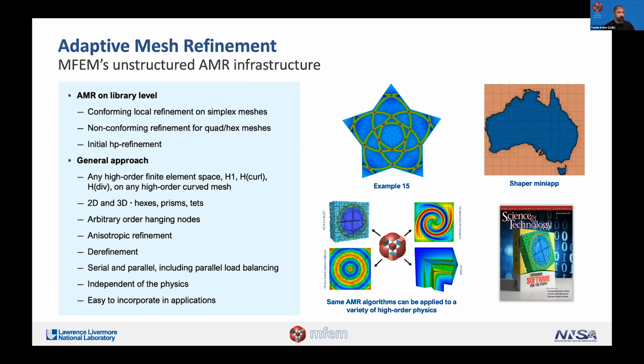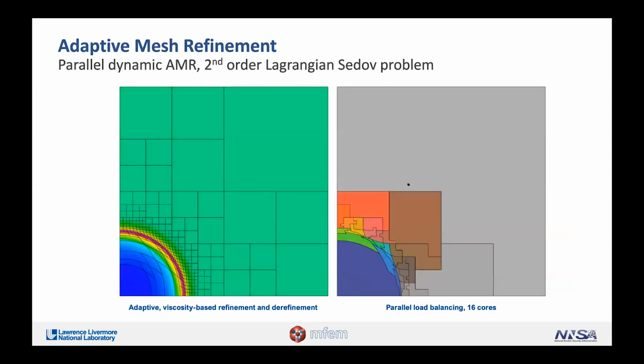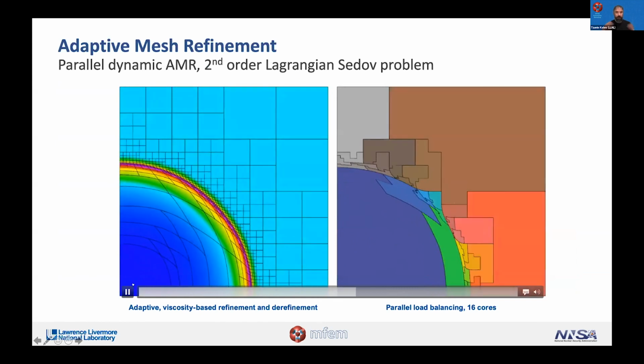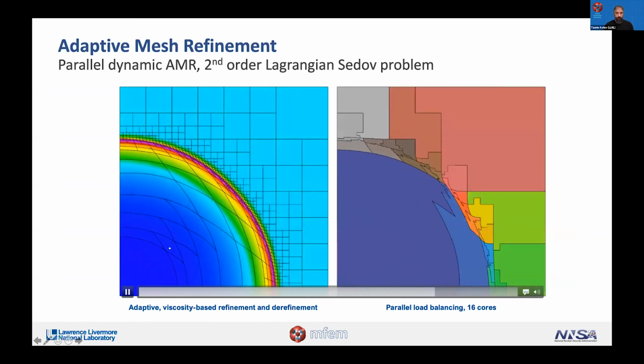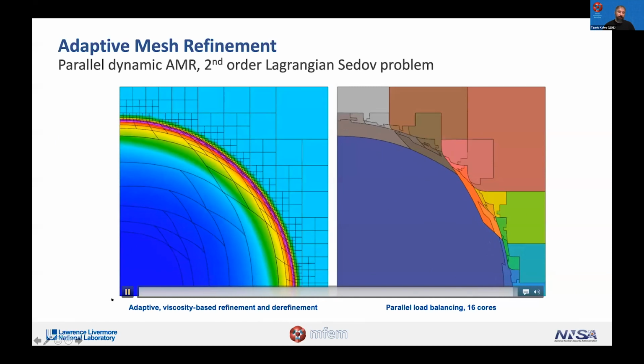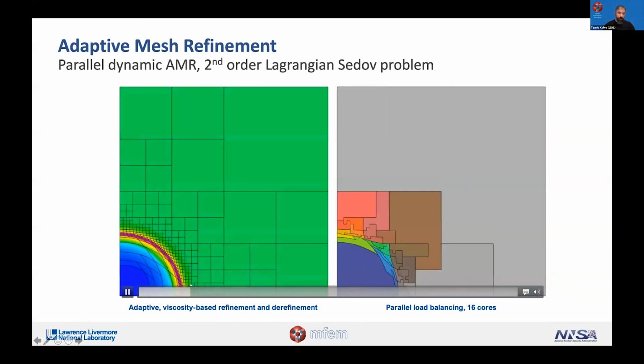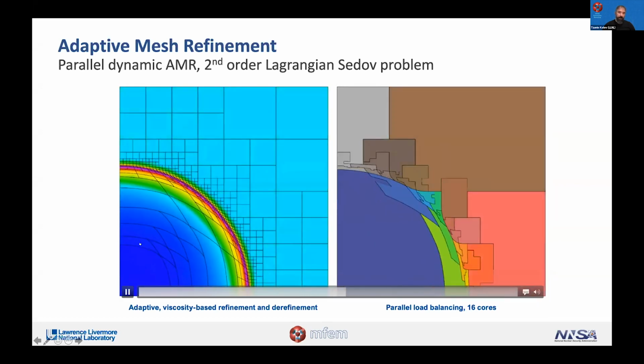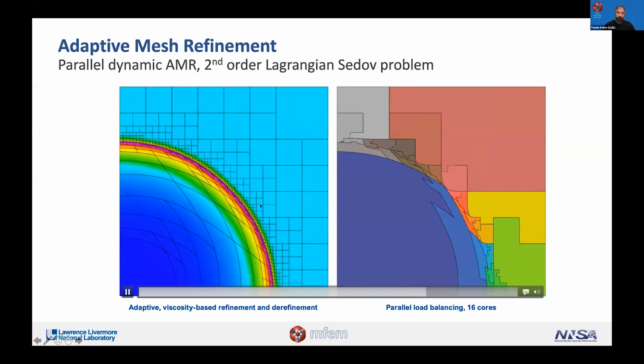Let's show this. All right, so here is how this works in practice. This is the Sedov blast problem, which is a release of energy at the corner here that spreads radially. What you can see is that it generates a shock wave, a radial shock wave, on this mesh. And you can see here refinement and derefinement. This is the parallel load balancing on 16 cores.